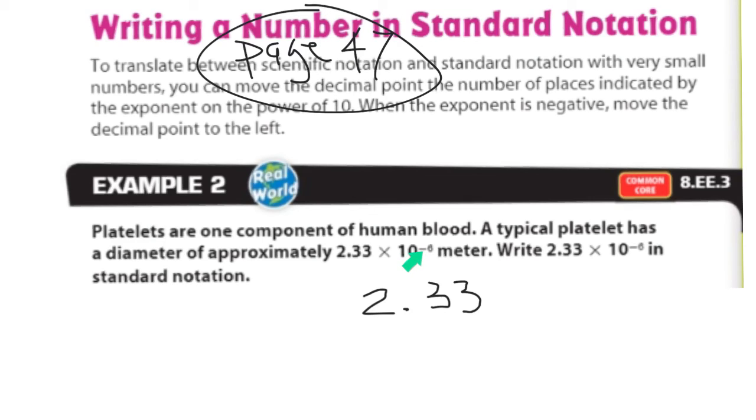They want us to move negative, so they want this number to get smaller. For this number to become smaller, I have to move to the left, 6 spaces. So let's move our decimal point 6 spaces left. 1, 2, 3, 4, 5, 6. So this is where my decimal point's going to be. So I must fill in any empty space with a 0.